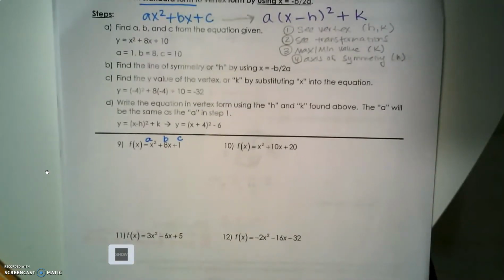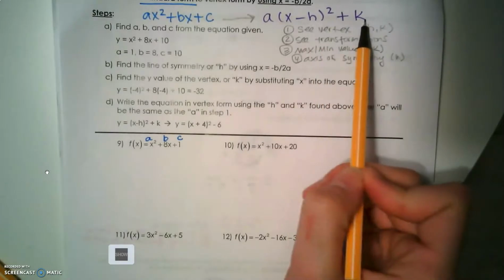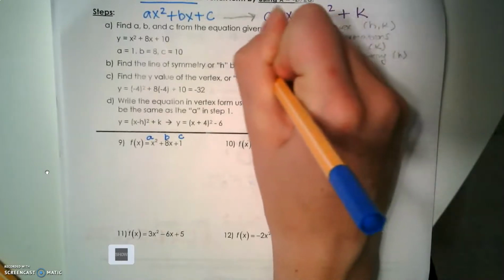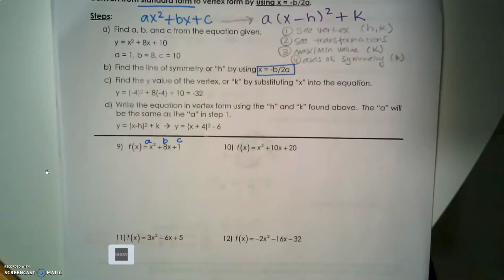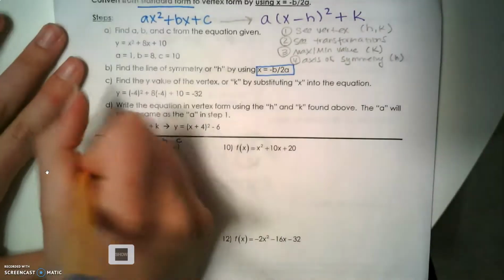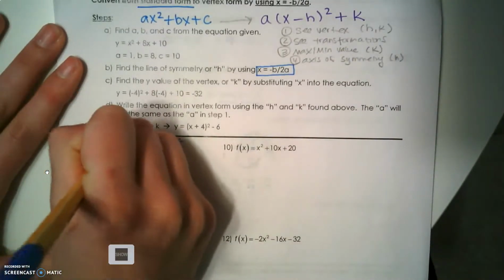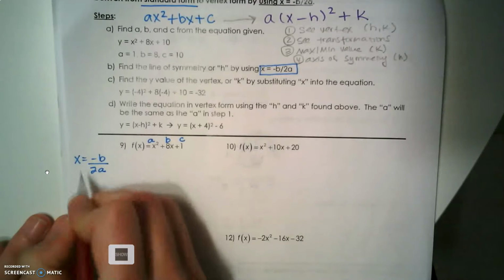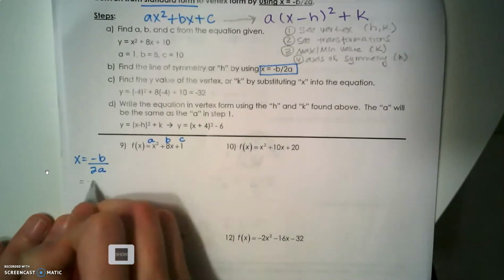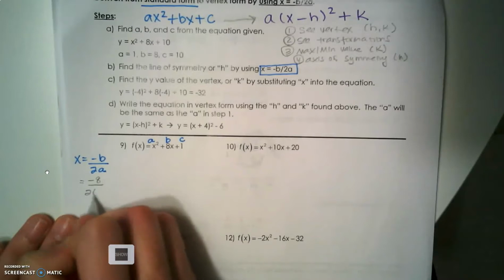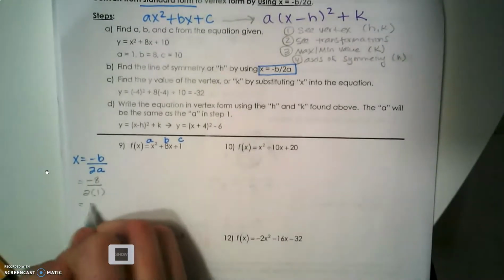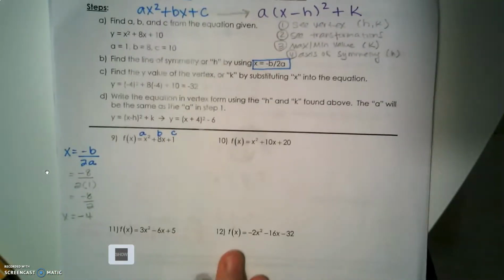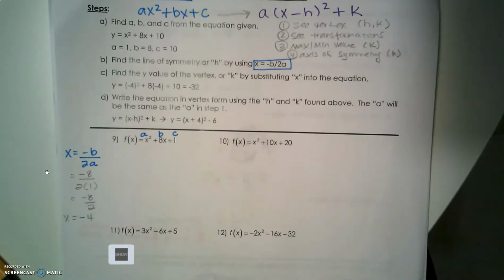Now, in vertex form, a really big part of it is the vertex. So we want to use this equation, the opposite of b over 2a. Remember, you use this when we graphed in standard form. So I'm going to write off to the side here, x equals the opposite of b over 2a. So that is the opposite of 8, which is a negative 8, all over 2 times 1. So it's going to be negative 8 over 2. So x equals a negative 4. Okay, the x value of my vertex is equal to a negative 4.